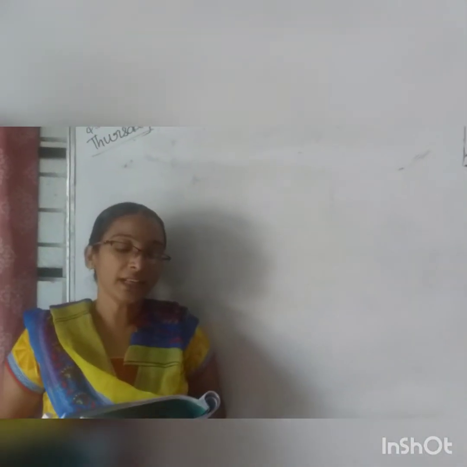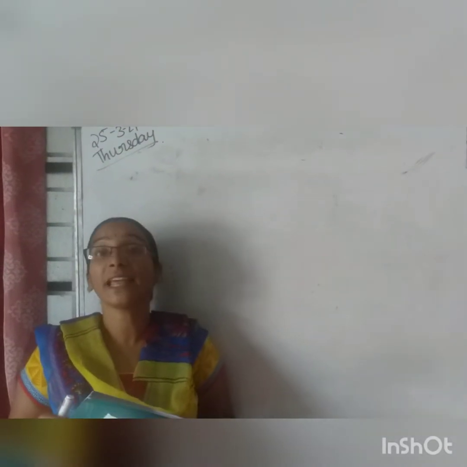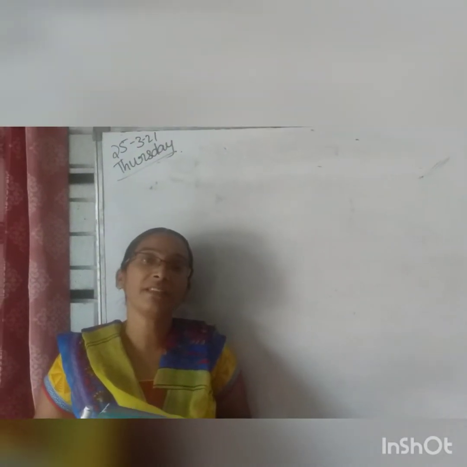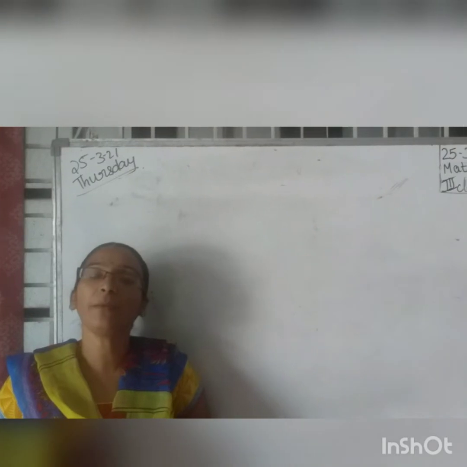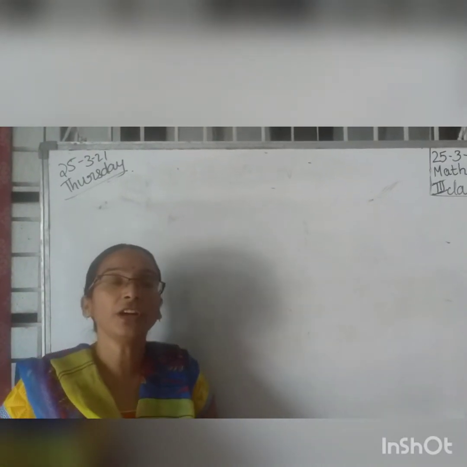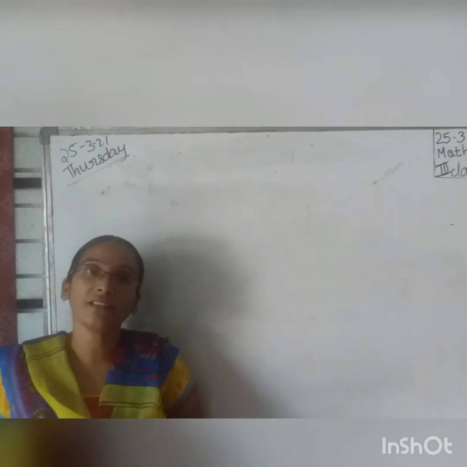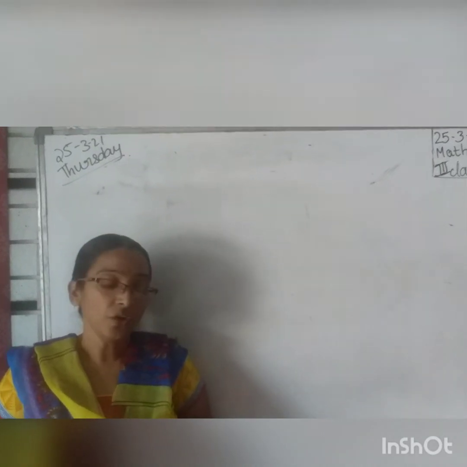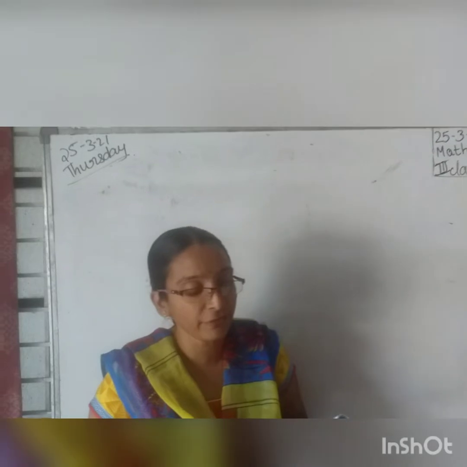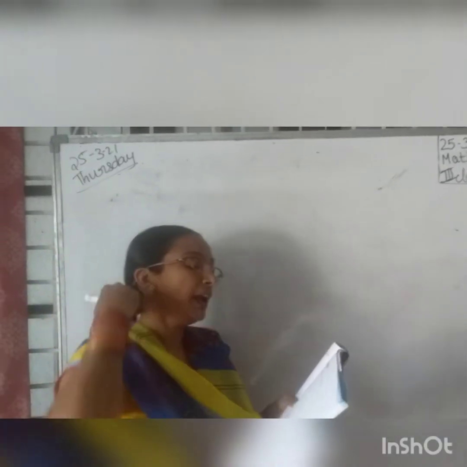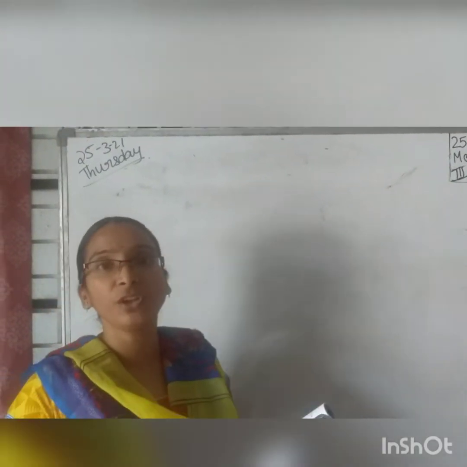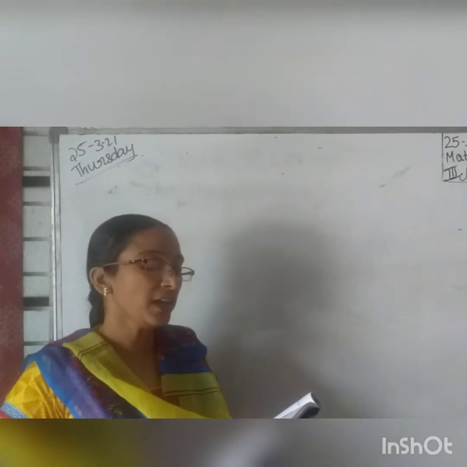Now, what are like fractions, what are unlike fractions. Like fractions: whenever you have the same denominator for 2 or 3 fractions, such fractions are called like fractions. And those which have different denominators are known as unlike fractions.